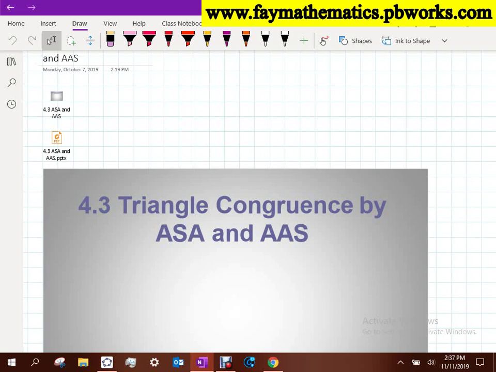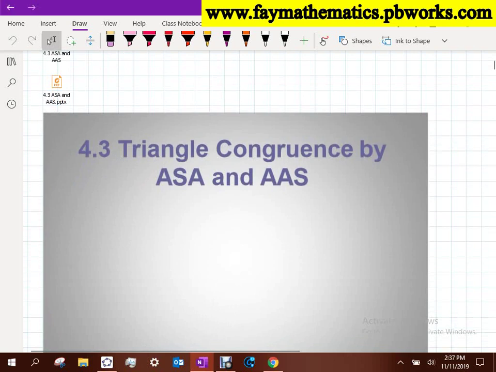All right? And I think by what we've already done, you know that ASA is an angle followed by a side followed by an angle, right? And AAS is an angle followed by an angle and then a side that is essentially not between the two angles. Okay? So these are going to be two more tools for us in regards to proving triangles congruent. Angle, side, angle and angle, angle, side.